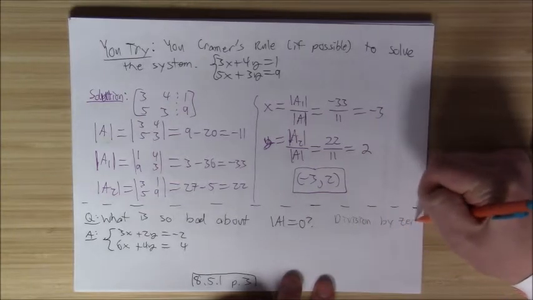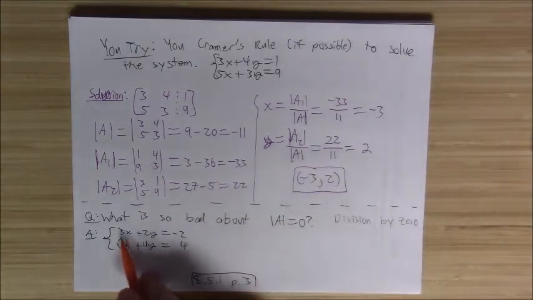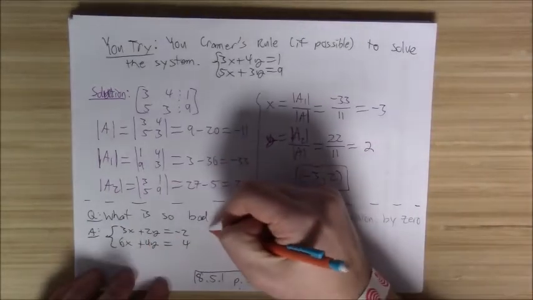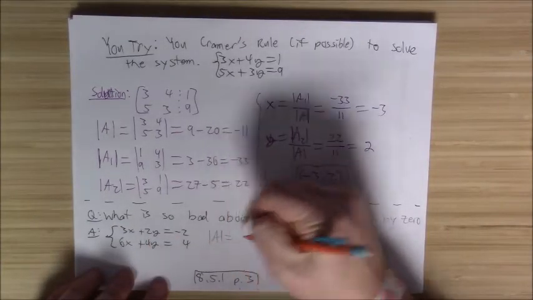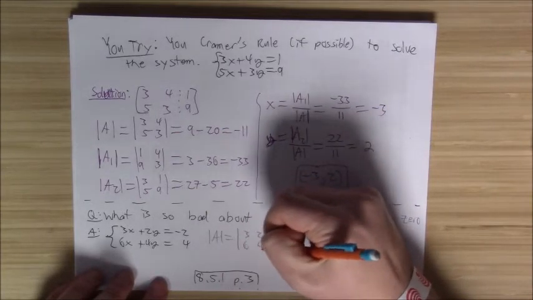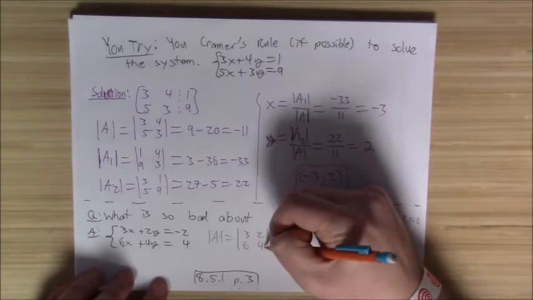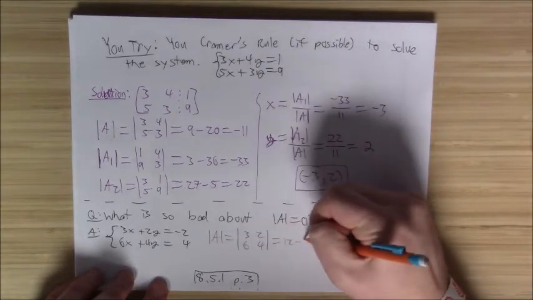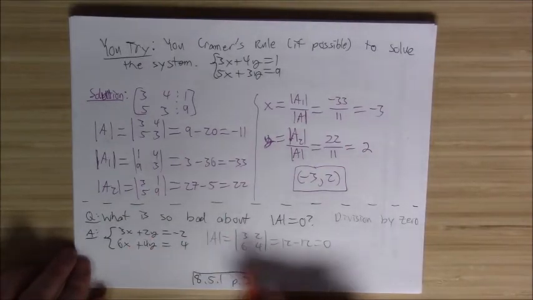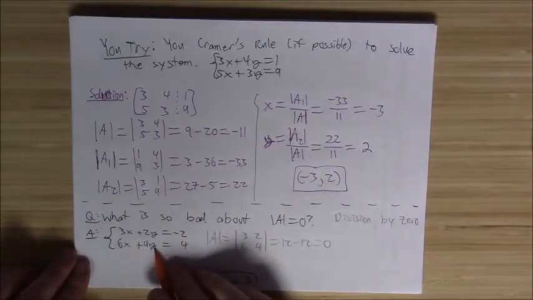But interestingly, in this example, for instance, you would have 12 minus 12, which would be 0, right? The absolute value of A, which is the matrix 3, 2, 6, 4. So the determinant would be 12 minus 12, which is 0. And indeed, what we see there is that this happens because this row is a multiple of that row.